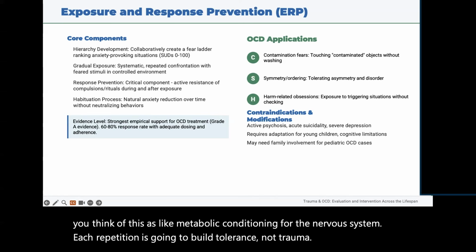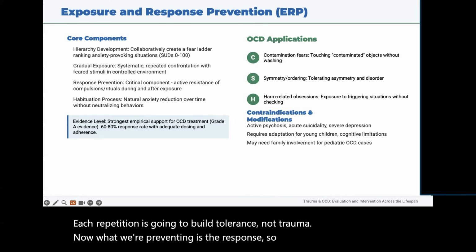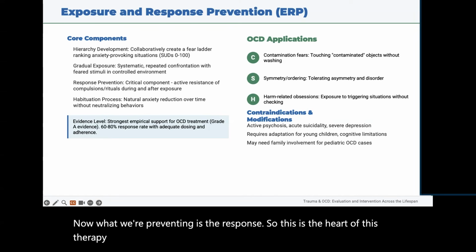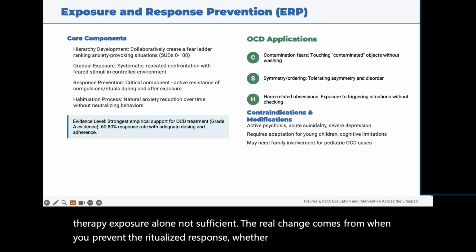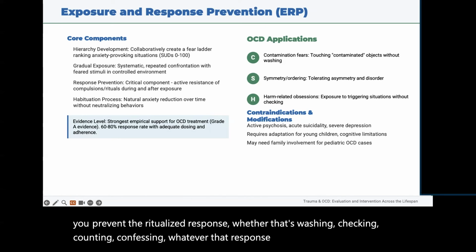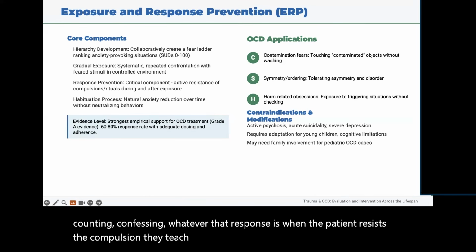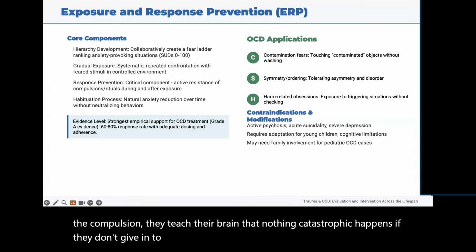Now, what we're preventing is the response. So this is the heart of this therapy. Exposure alone is not sufficient. The real change comes when you prevent the ritualized response, whether that's washing, checking, counting, confessing, whatever that response is. When the patient resists the compulsion, they teach their brain that nothing catastrophic happens if they don't give in to this. And then each resisted ritual is considered a microdose of mastery.